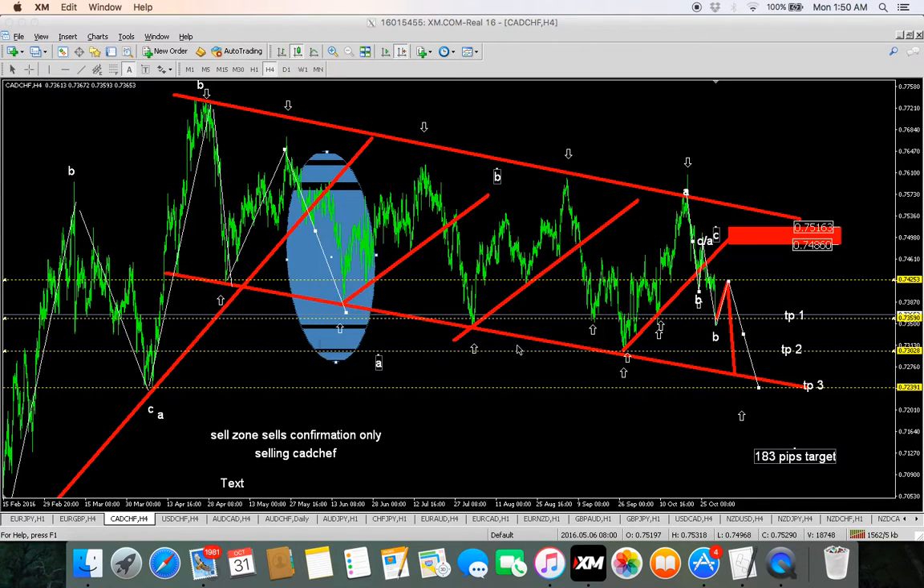Please update us, guys, if this trade went well or didn't go well, and then we'll see what happened, reanalyze, and see what might have gone well or not.